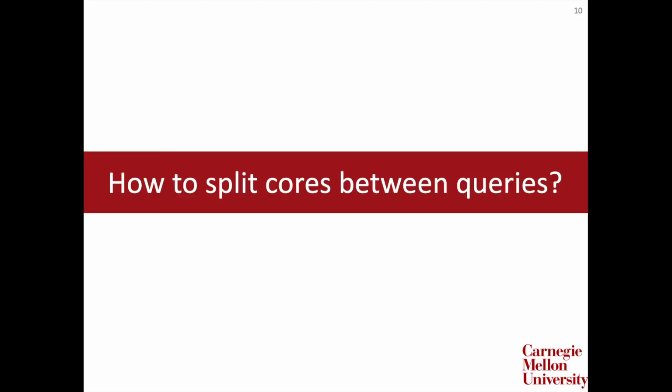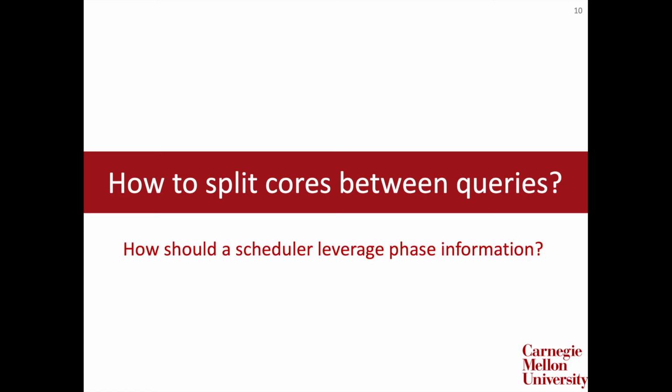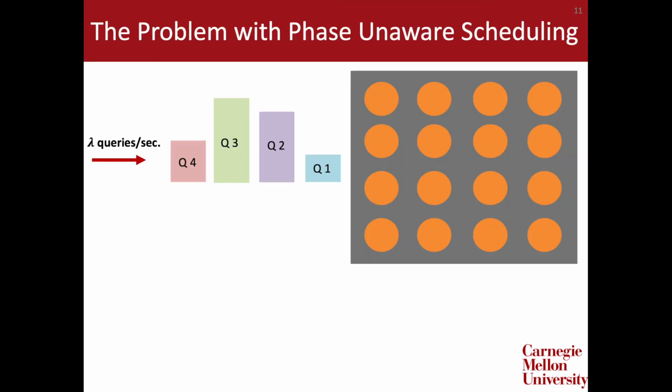So now that we understand how a query will benefit from running on additional cores, I want to think a little bit about this second question of how we should be splitting cores between queries arriving to the system over time. In particular, I want to think about how a scheduler should leverage its knowledge of the current phase of each running query. For example, it should be pretty clear that the phase-unaware scheduling policies developed under the speedup function model can make some pretty bad decisions.